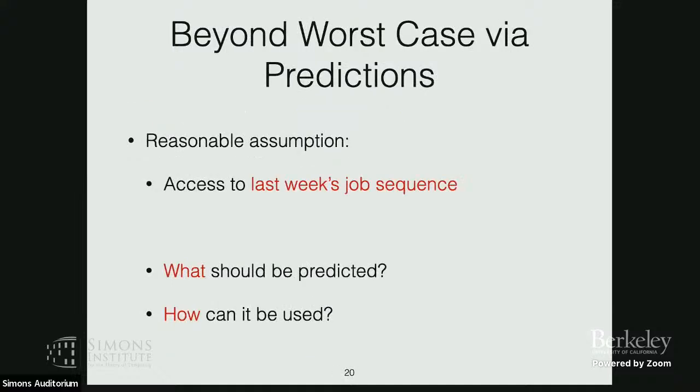But the question is, is the worst case the right model? Do we really know nothing about the jobs that are going to come in the future when we're assigning the jobs? A reasonable assumption here is that we have access to, say, last week's job sequences. If I'm scheduling a data center today, I've scheduled the data center yesterday, the day before that, etc. So given that we have these instances, what should we predict and how can we use this to schedule jobs in this setting?